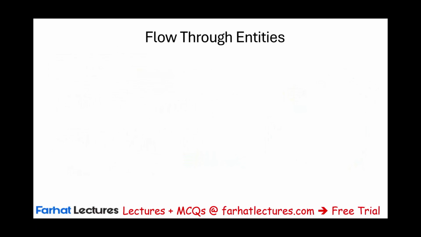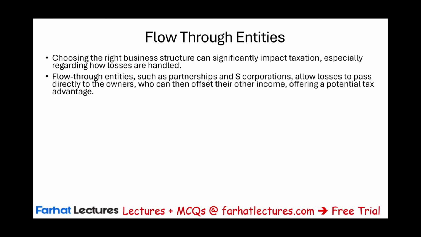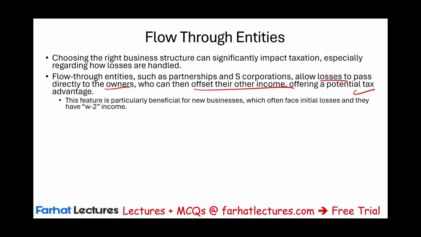Now, when it comes to flow-through entities, choosing the right business structure can affect those limitations. What does that mean? Flow-through entities like a partnership and S corporation allow the losses to pass to the owners. Well, if they can be passed to the owners, they can offset other income. If they can offset other income, then they give us a tax advantage. It means you can use them. This feature is beneficial for new businesses, which often face initial losses.